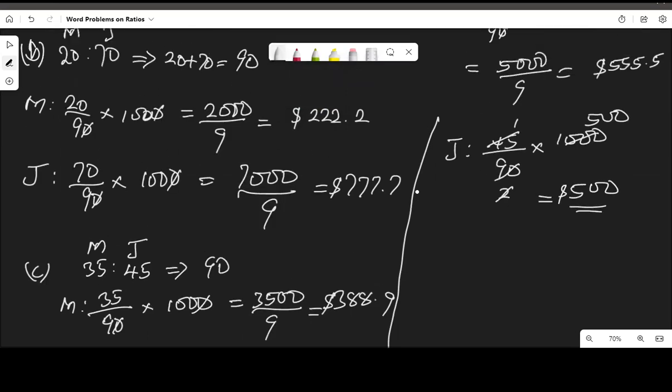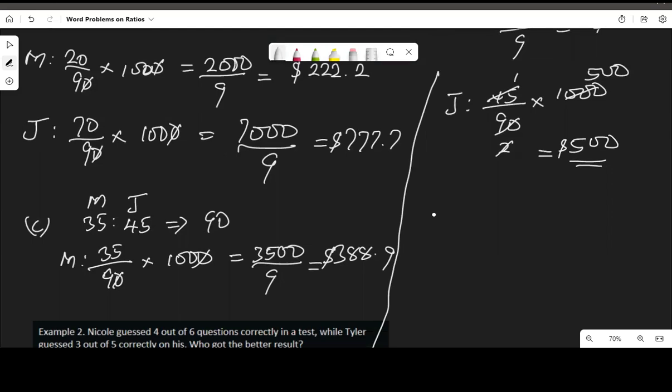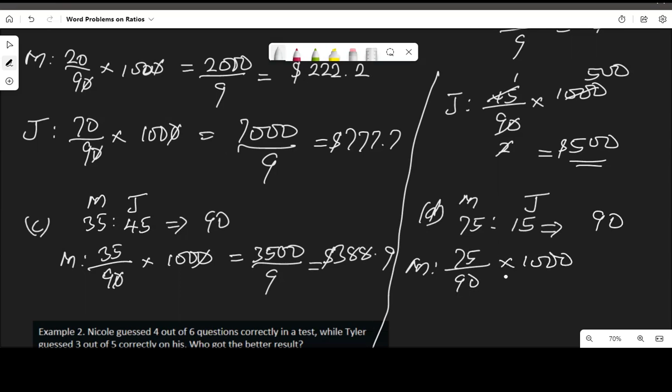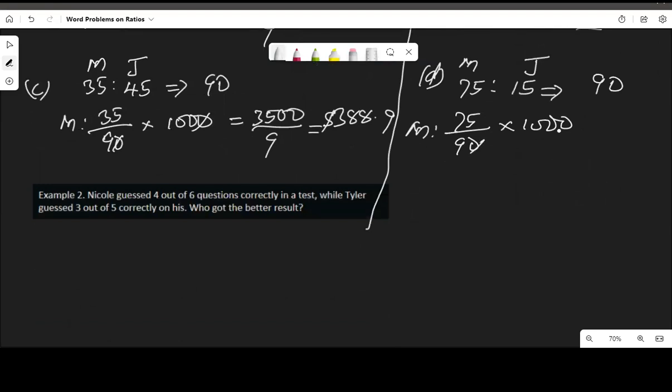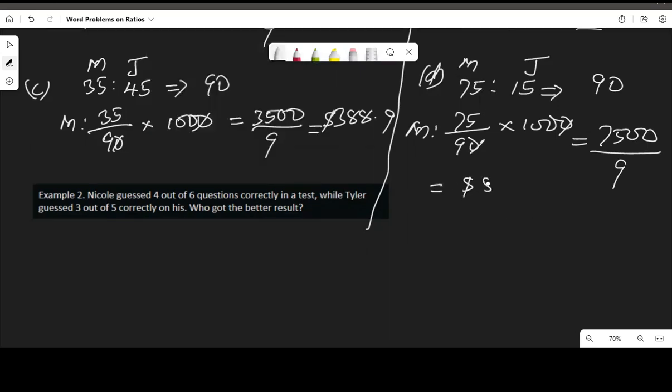And for the last one, 75 to 15, that is question D. 75 for Mike, 15 for Jones. If we add them up, that is 90. Mike's share will be 75 over 90 times the winning prize, which is $1,000. Let's reduce the zero. 75 times 100 is 7500 divided by 9. 7500 divided by 9 is approximately 833.3. That is $833.3.